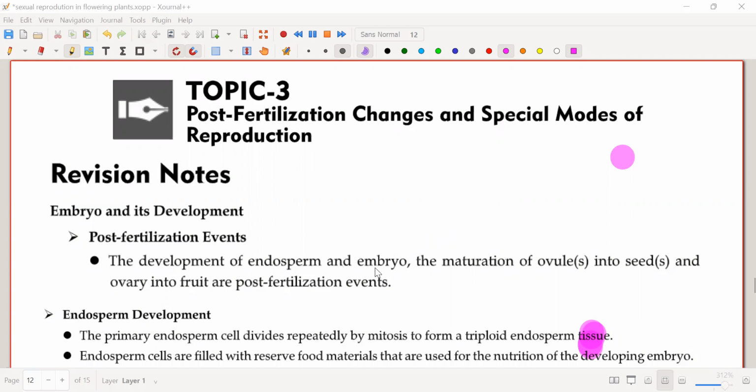The development of endosperm and embryo, the maturation of ovule or ovules into seeds, and the ovary into fruit are post-fertilization events.